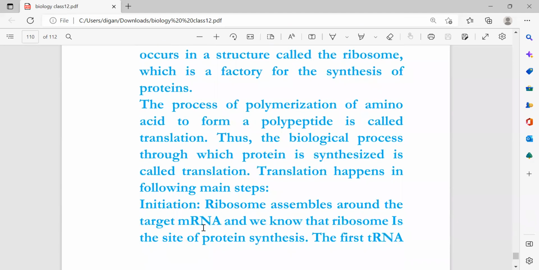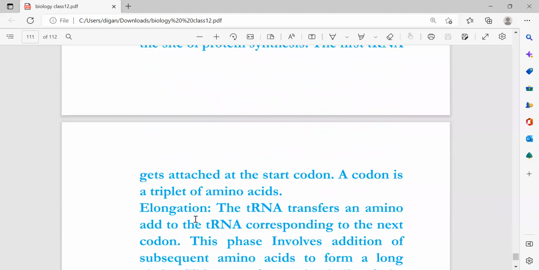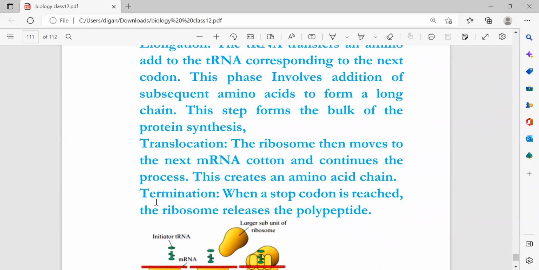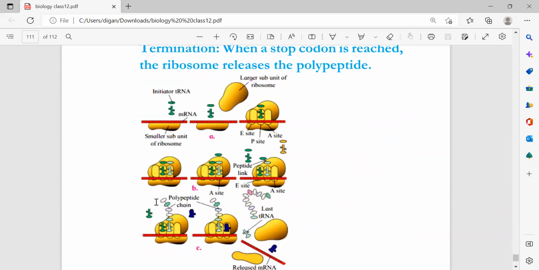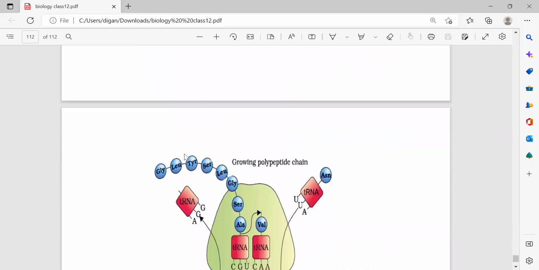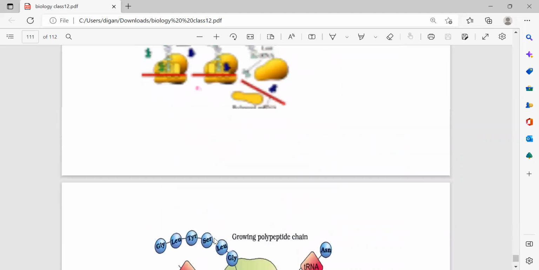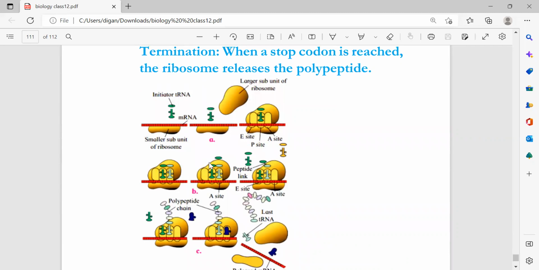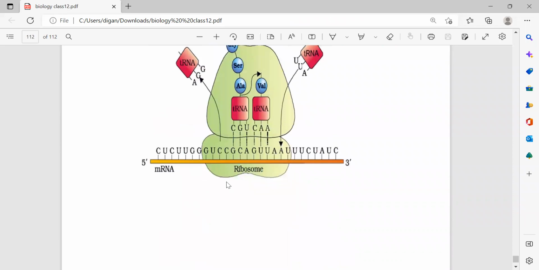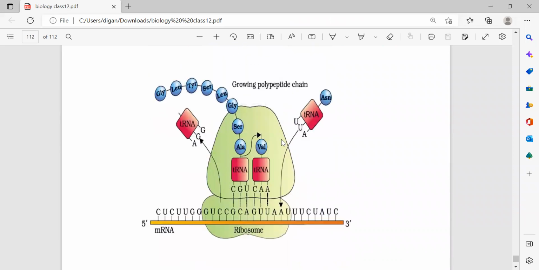The process of translation has several steps, and these steps are: first one is the initiation step. Second one is the elongation step, third one is the translocation step, and last one is the termination step. And here I am giving you two diagrams. First one is the whole process of translation, and second one is just the process of elongation. So in the exam, if you have sufficient time, then you can draw this diagram, but if there is not sufficient time, then you can draw this diagram also. But with this answer, you should definitely draw one diagram.